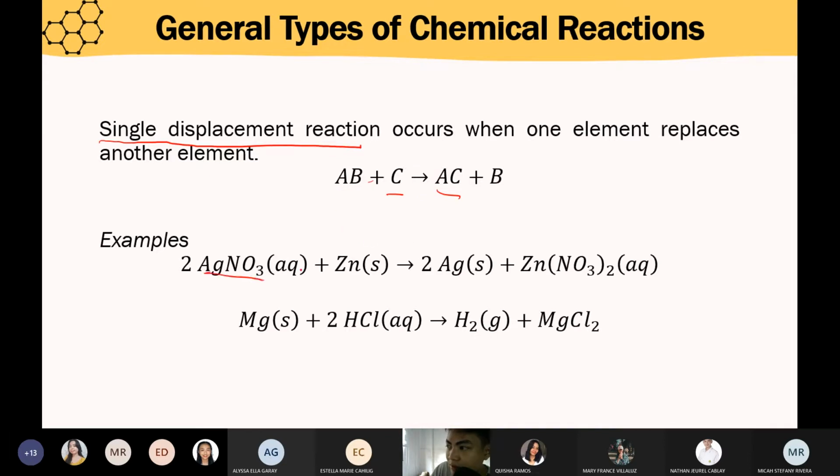So for example, silver nitrate and zinc here, the nitrate will change partner into zinc. Okay? So you have Ag and zinc nitrate. Okay? So same thing here with magnesium metal. If you have magnesium metal, you react it with the acid, the Cl will change partner. So you have H2 and MgCl2.